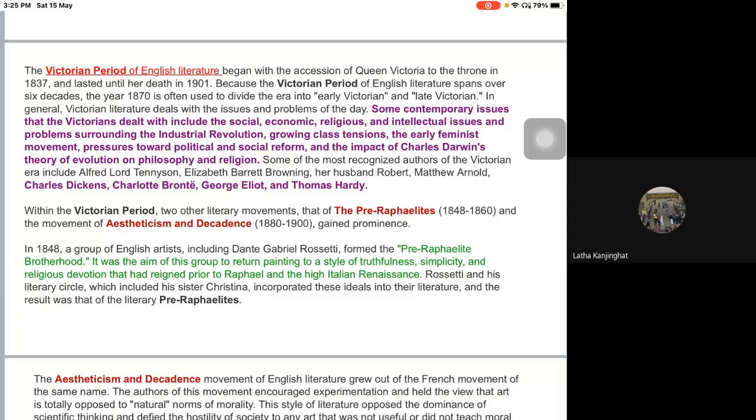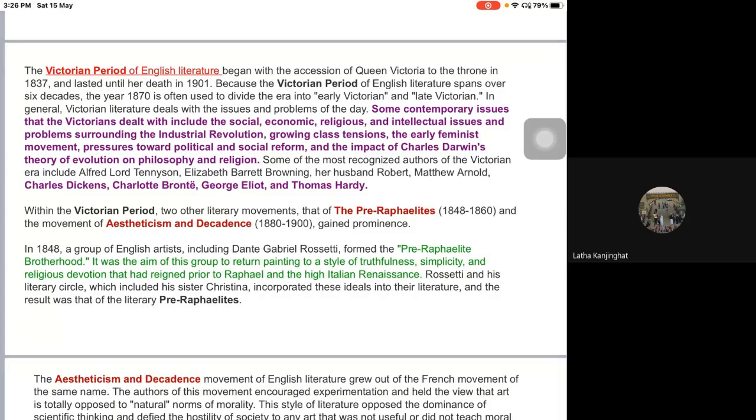In general, Victorian literature deals with issues and problems of the day. Some contemporary issues that the Victorians dealt with include social, economic, religious, intellectual issues, and also problems surrounding the Industrial Revolution. So growth of industries and problems connected with the Industrial Revolution. Growing class tensions between the rich and the poor, the early feminist movements, pressure towards political and social reform.